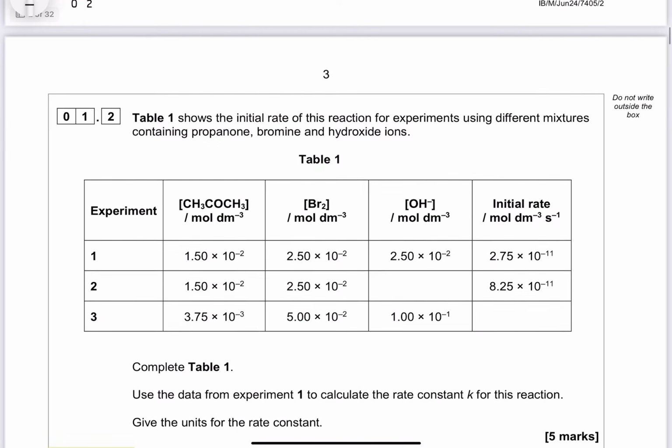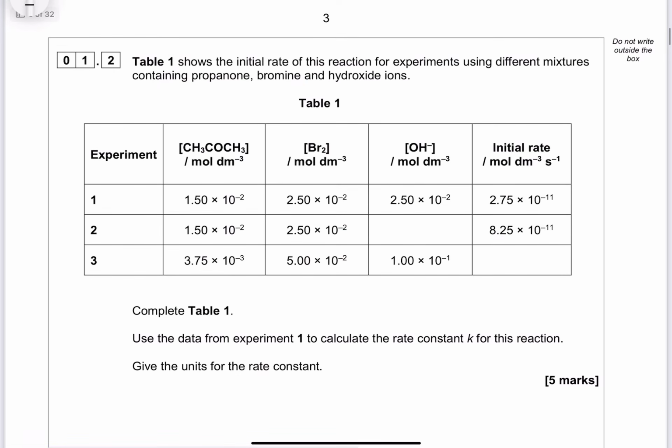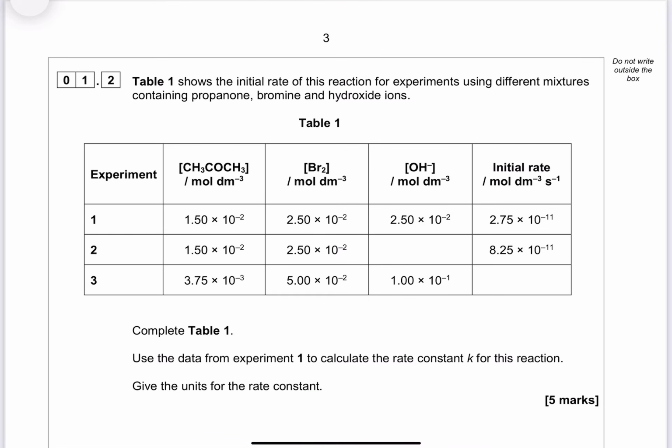Table 1 shows the initial rate of this reaction for experiments using different mixtures. It says complete table 1. So let's just rewrite the rate equation that they gave us. It was rate equals K times propanone first order and OH minus first order. So the bromine was zero order.